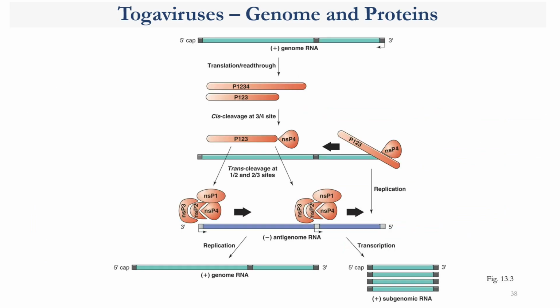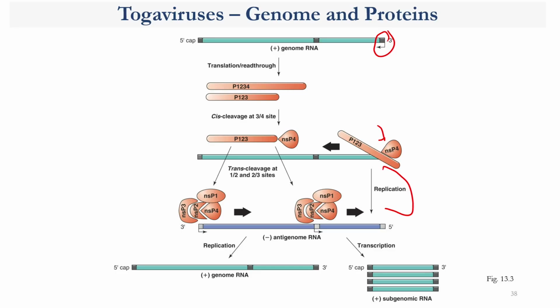So how does that work? Let's have a look. All right, so you have your genome. You're going to make your polyprotein. So in this case, if you go through read-through, you're going to make P1234. Otherwise, you're going to make P123. Now, again, you have a cleavage at the NSP4. But one thing you would notice here is that this NSP4 binds to the 3' end, as you can see here. This will allow for replication, okay?